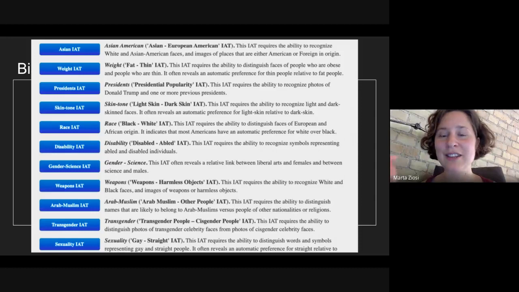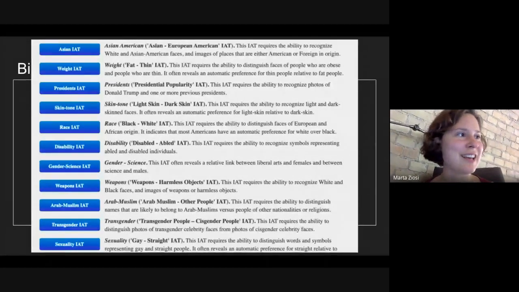You can test for your own implicit bias on, for example, disability, race, skin tone, gender, and so forth. I was really surprised, being a woman, to have an implicit bias against my own gender. These are surprising results, but there is a way in which we are really affected by the lives we lead. So this is something for you to do if you're interested, after the talk or in the next days.